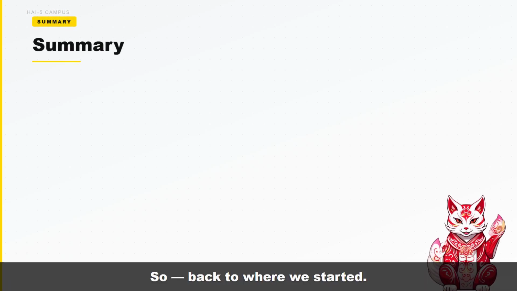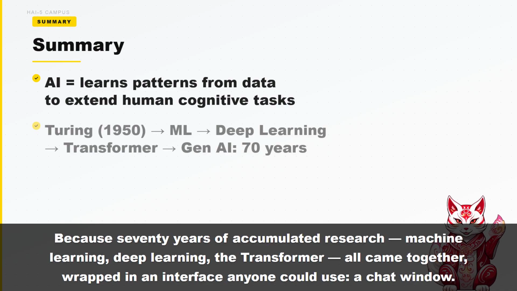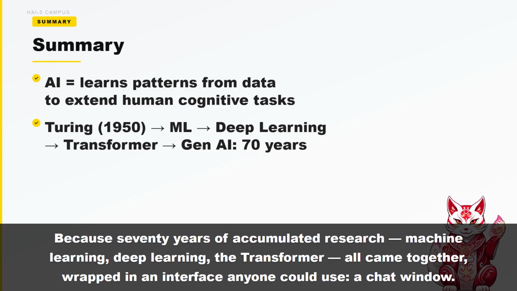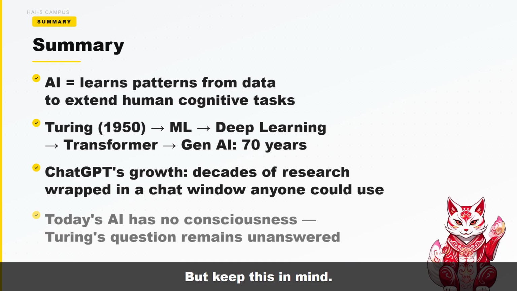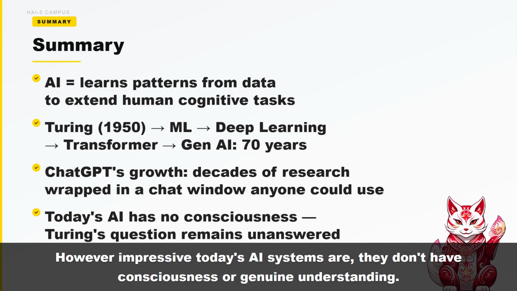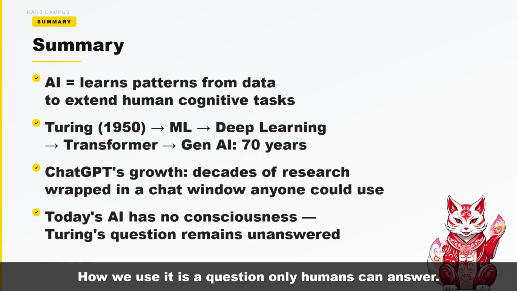So, back to where we started. Why did ChatGPT reach 100 million users in 2 months? Because 70 years of accumulated research, machine learning, deep learning, the transformer, all came together, wrapped in an interface anyone could use, a chat window. Our working definition of AI: a system that learns patterns from large amounts of data to imitate, assist, or extend human cognitive tasks. But keep this in mind. However impressive today's AI systems are, they don't have consciousness or genuine understanding. AI is a tool. An extraordinarily powerful one. How we use it is a question only humans can answer.